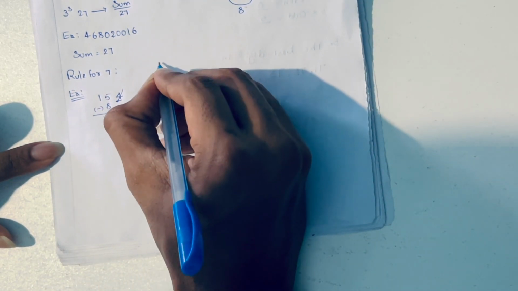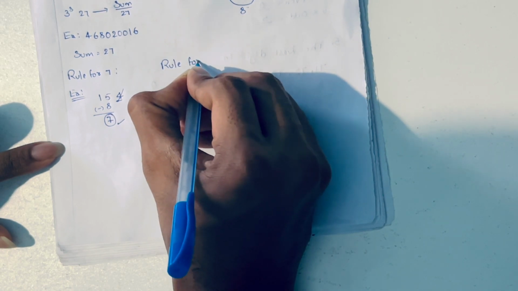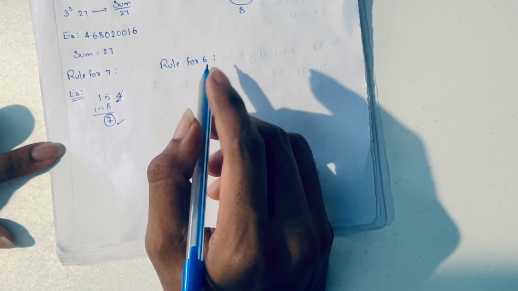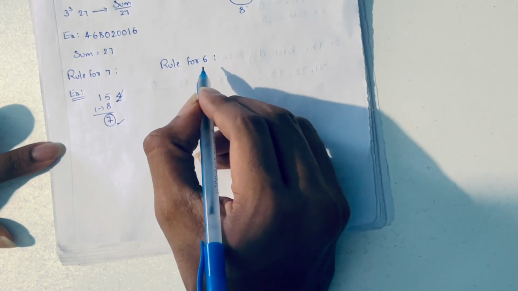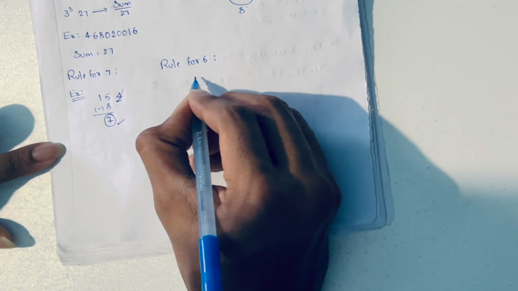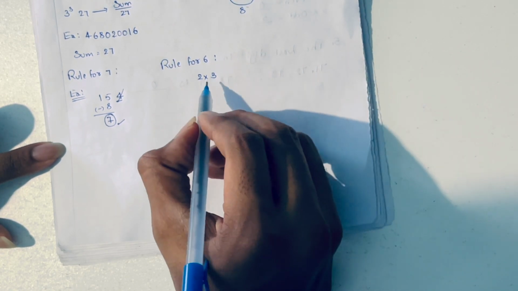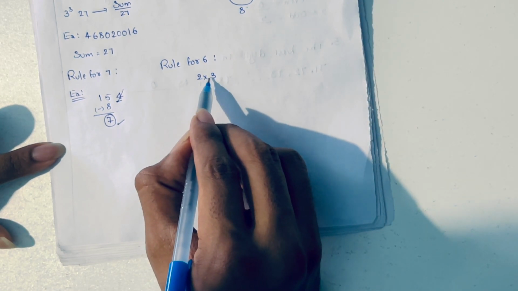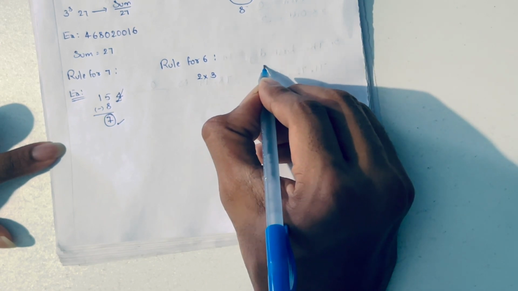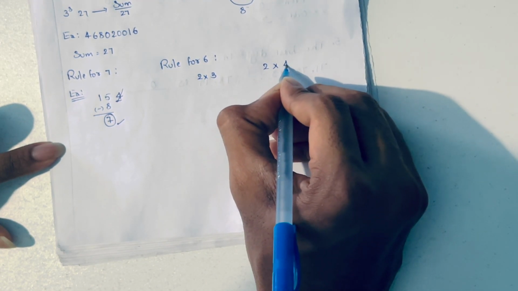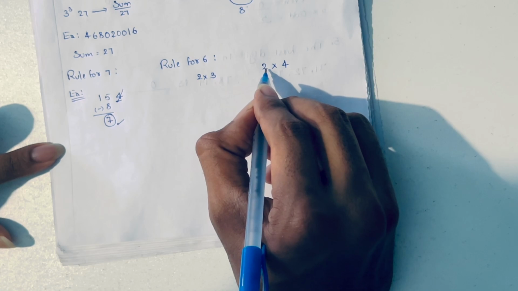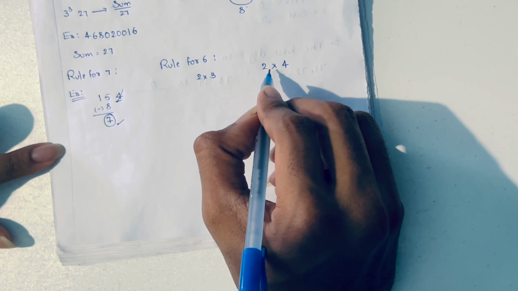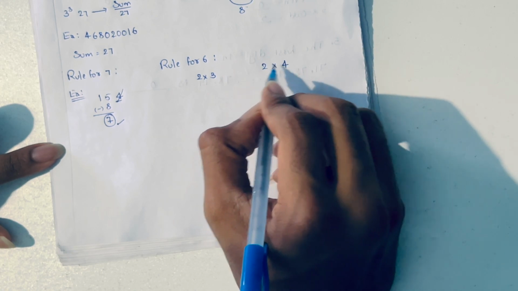And for the rule for 6, in this way we are just checking the co-primes. 6 is written as 2 into 3. We are writing it as co-prime numbers. That means there is no common factor, unlike something like 2 into 4. For those two values, 2 is a common factor, which means 2 divides both of the values.